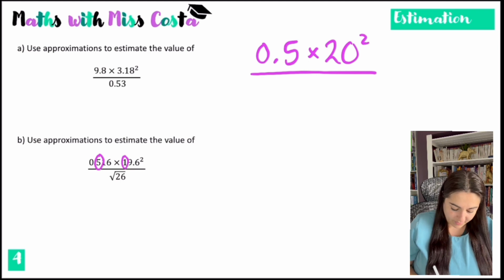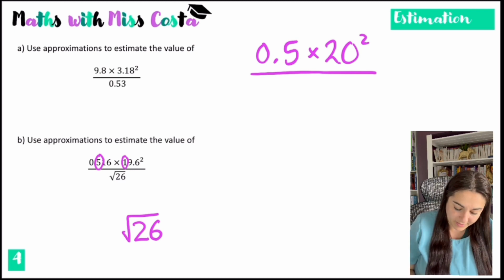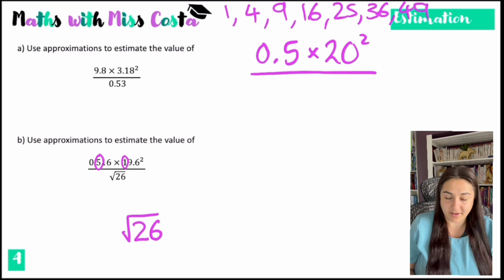Now, when you're dealing with a square root, you want to think about your square numbers. Hopefully you know your square numbers. If not, we'll quickly just recap them. So 1 times 1 is 1, 2 times 2 is 4, 3 times 3 is 9, 4 times 4 is 16, 5 times 5 is 25, 6 times 6 is 36, 7 times 7 is 49.